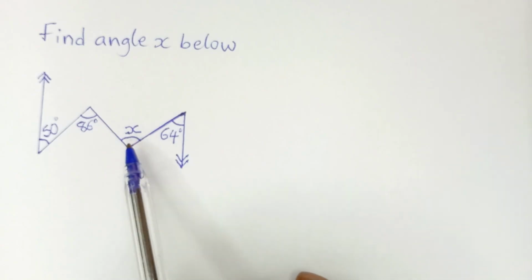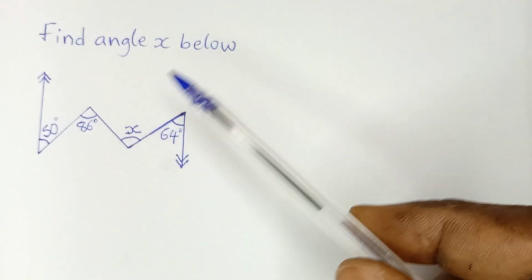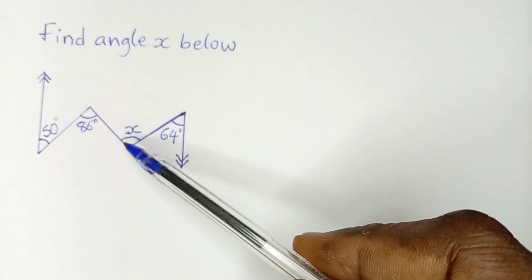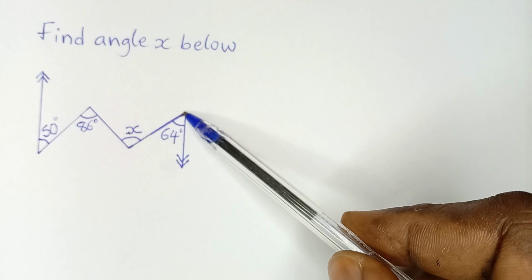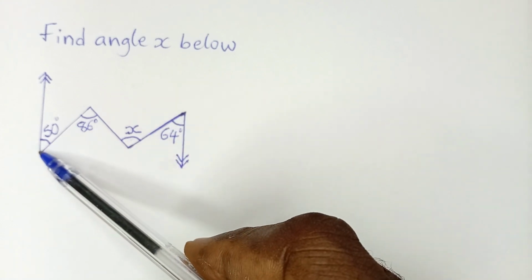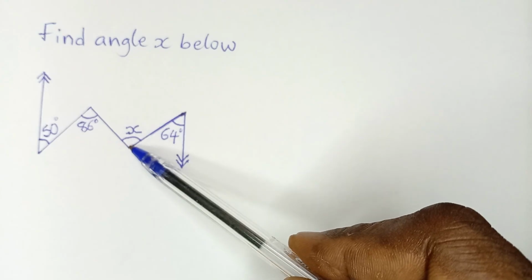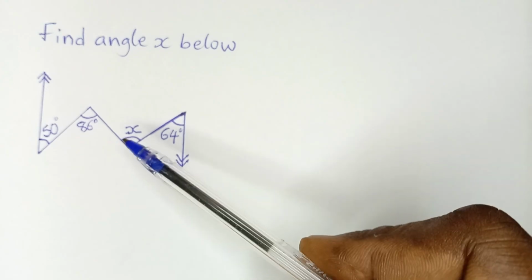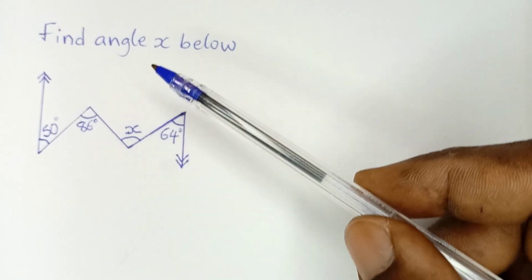So a very simple way to handle questions like this is to also draw parallel lines at these points where we don't have parallel lines. Don't forget we have a parallel line here. We have a parallel line here. But at this point, we don't have a parallel line. At this point, we don't have a parallel line either. So it will be better for us to also trace parallel lines at this point.